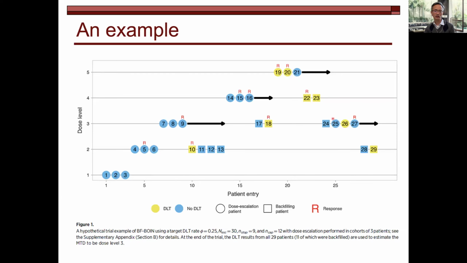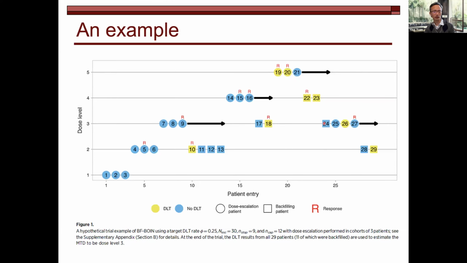After treating this patient, patients 19 to 21 have already completed DLT assessment. So right now it's time to make a decision on how to treat the next cohort. Because this dose is toxic, we need to de-escalate, and this other dose is also quite toxic. So we de-escalate to dose level 3 to treat the next cohort, 25, 26, 27. Again, during the DLT period, we put a new patient in the backfill dose, which is dose level 2.